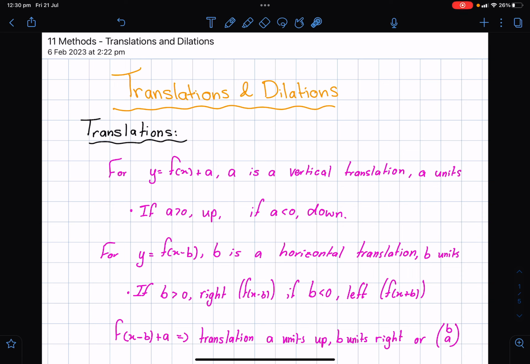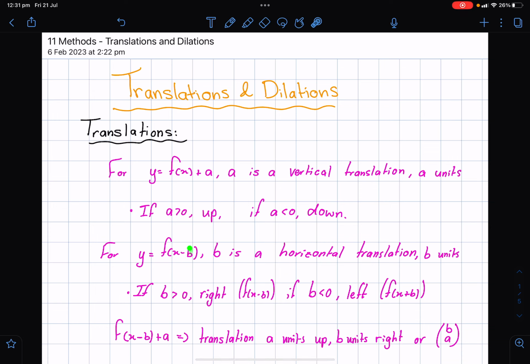So for y equals f of x, f of x is our original function. If we add a on the outside of my function, that is our vertical translation, and it goes a units. So if a is positive, it goes up. If it's plus 2, it goes up 2 units. But if it's minus 2, so a is negative, then it actually translates down, okay? So if it's plus, it goes up. If it's negative, it goes down.